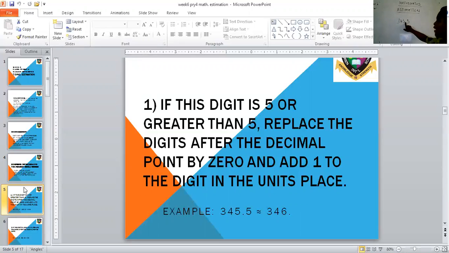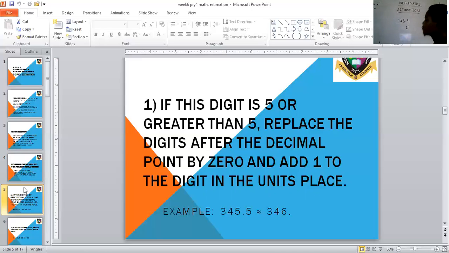Every figure we have immediately after the decimal point is what is called the 10th place. Now, they are telling us that if the digit in the 10th place is 5 or greater than 5, replace the digits after the decimal point by 0. That is, you replace this digit, which is 5, by 0, just like we did earlier. And they said to add 1 to the digit in the unit place.